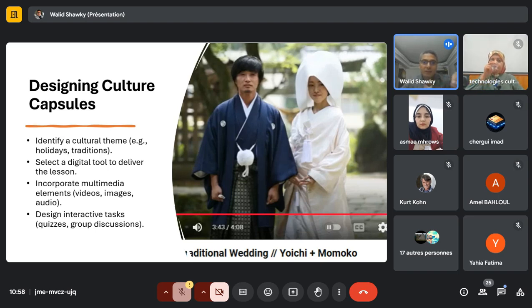So once you find the topic and you identify the theme that you are going to teach today, you need to search for a similar video or a link to be able to share it or make it part of your lesson. You need to select the digital tool that you will use to deliver the lesson, and then incorporate the multimedia element. It could be a video, image, audio. Again, it's very important to decide on the video or whatever multimedia you would like to use, even if it's a picture, and the length.